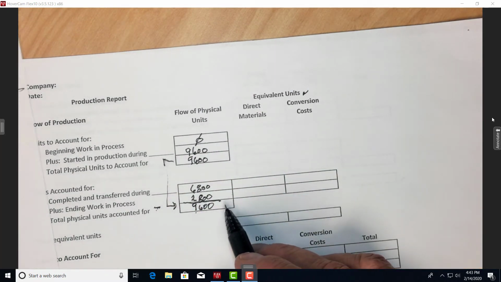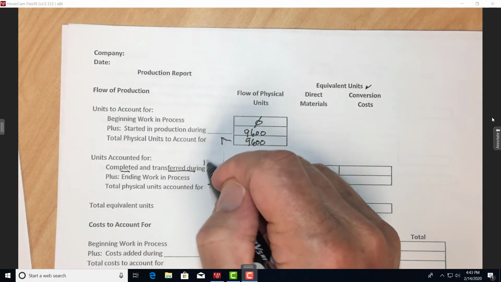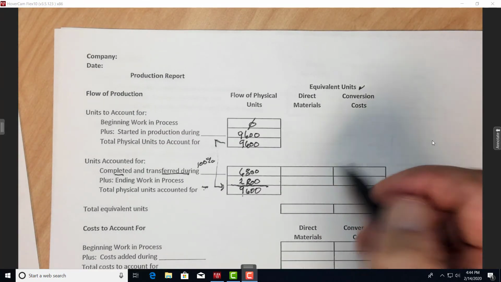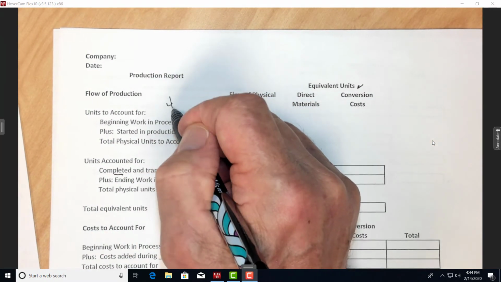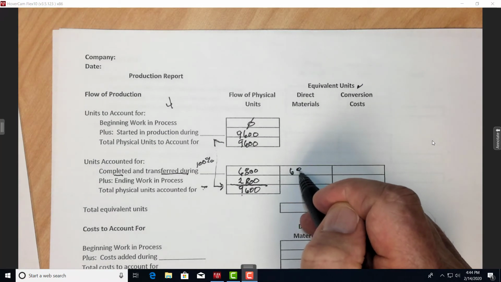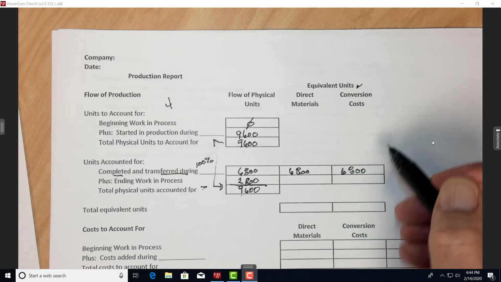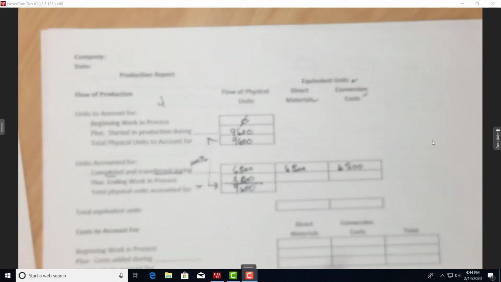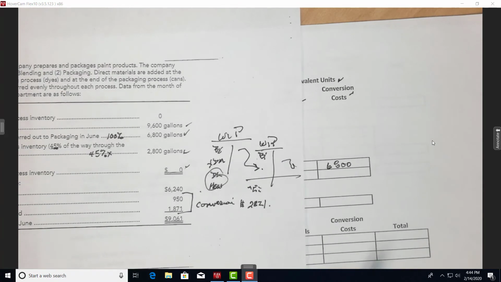Now, what about the direct materials? Completed and transferred out. When it says transferred out, we know it's 100% done when it comes to direct materials and conversion costs. These are the flow of the physical units. So this is 6,800 gallons here completed, 6,800 gallons here in terms of the conversion costs and the direct materials. It's completed, all right?